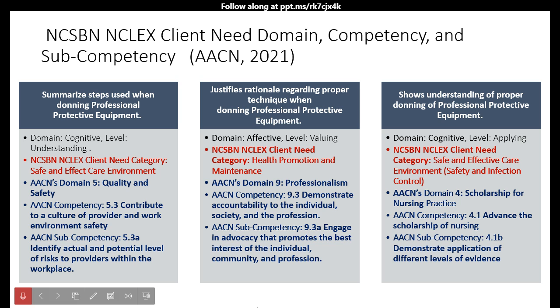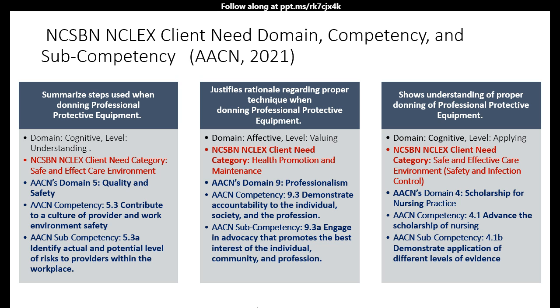To add onto this, the NCSBN NCLEX client need, domain, competency, and subcompetency per objective. For the first objective of summarizing steps when donning personal protective equipment, the AACN domain, I would say, would be 5, quality and safety, with the competency of 5.3, contributes to a culture of provider and work environment safety, and a subcategory of to identify actual and potential level of risk to providers within the workplace.